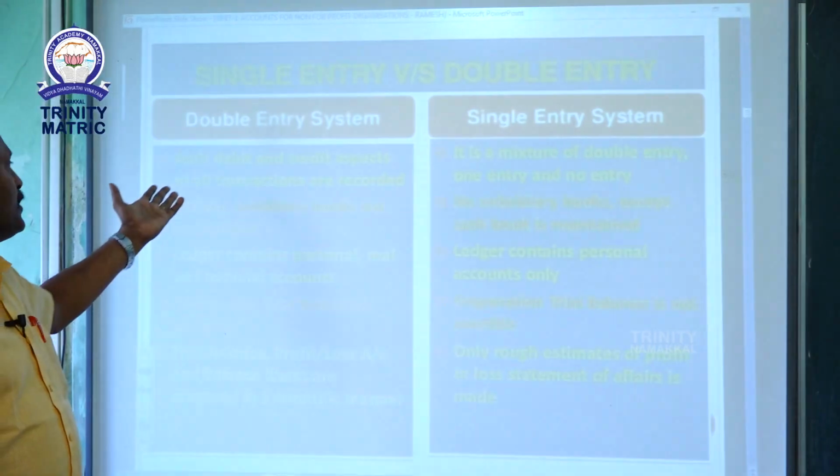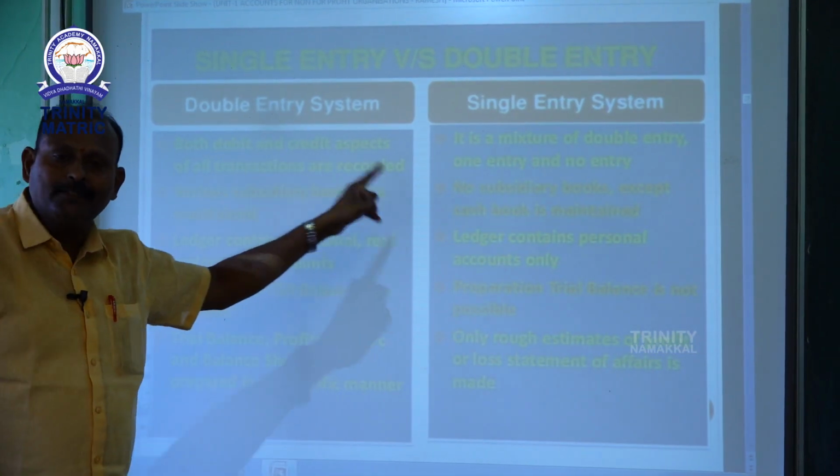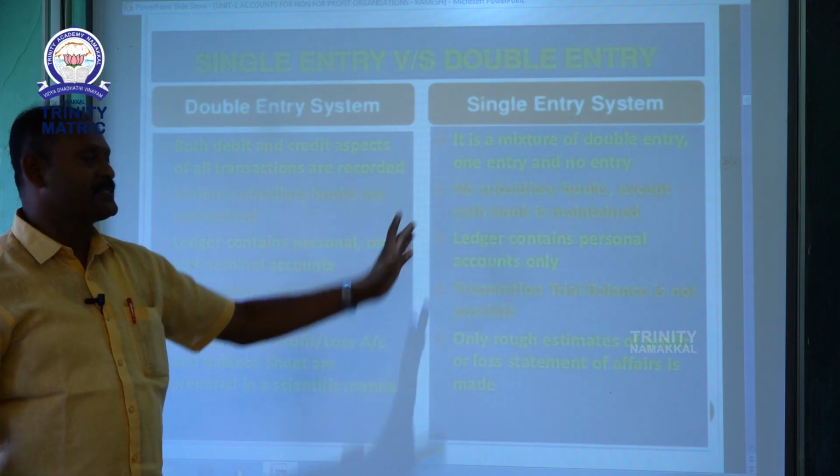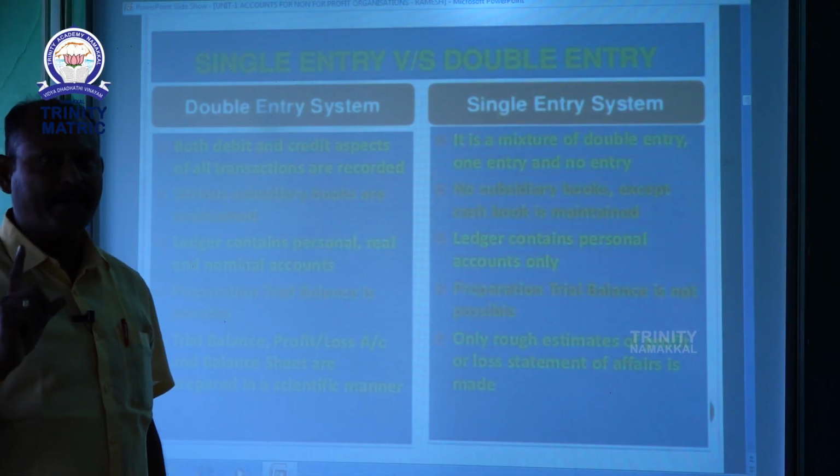Next, move on to the differences between the double entry system and single entry system. The first one is that in the double entry system, both aspects, debit and credit, are recorded, but in single entry system, any one aspect is recorded.